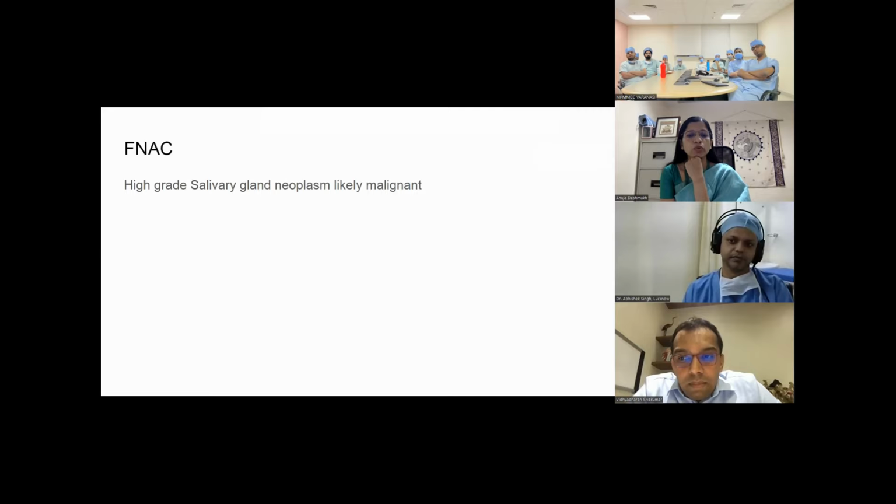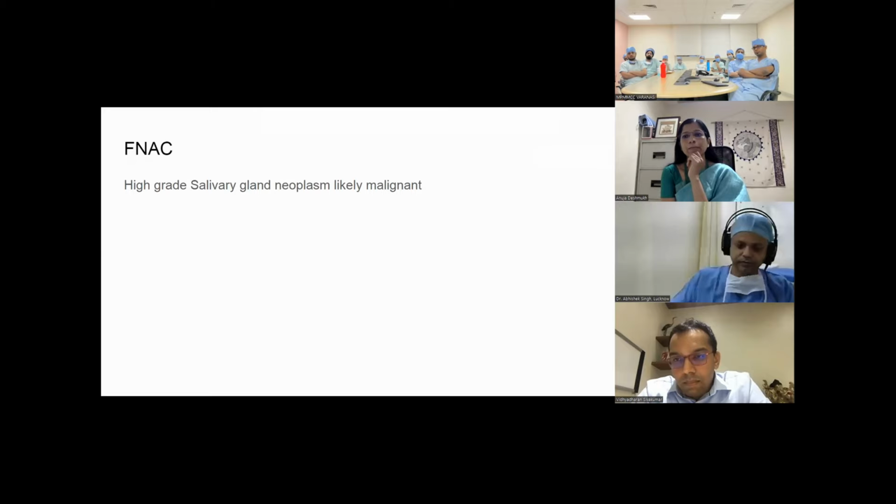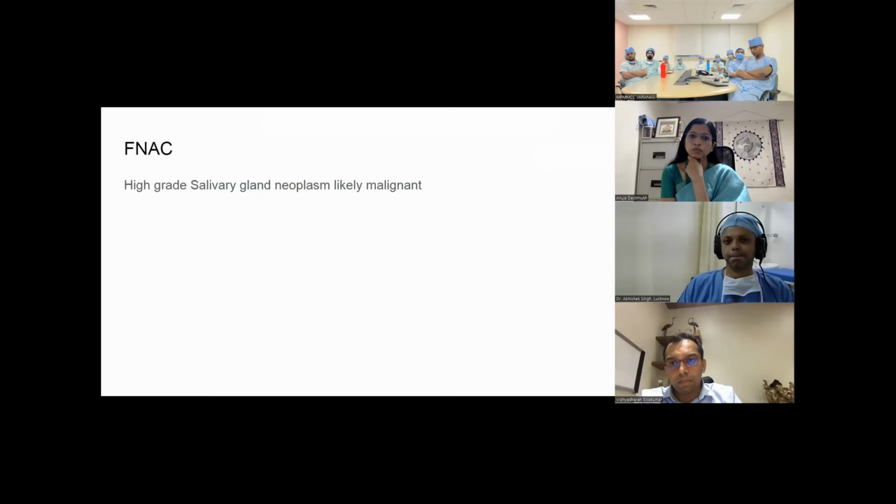Ma'am, I'd like to discuss with the patient the diagnosis and the further treatment planning. Okay, what do you want to discuss? One is the need for surgery, in this case a total parotidectomy, with the chance of postoperative facial nerve palsy, and also the need for adjuvant radiotherapy in the post-op setting.